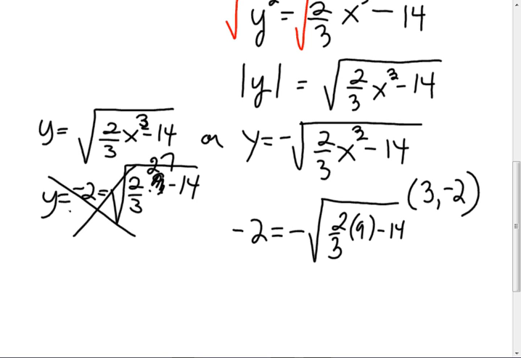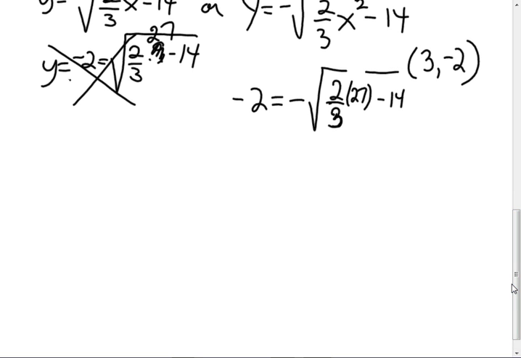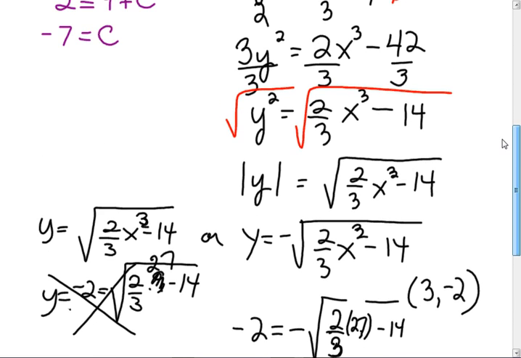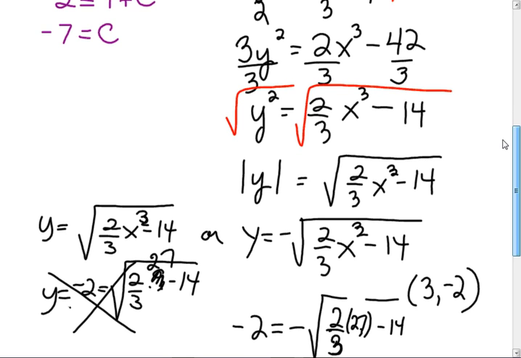How did I know I did something wrong? Because I was going to take 6 minus 14, and I can't square root a negative. Oops. 2 thirds. Yeah, but you'll never get imaginary numbers on this exam. So if you do, you know you did something wrong. Only the reals. So 3 goes into 27 9 times, right? 18. 18 minus 14 is what? Is that a true statement? It's the initial condition that gives you the plus or the minus answer. It'll be one or the other, but not both.